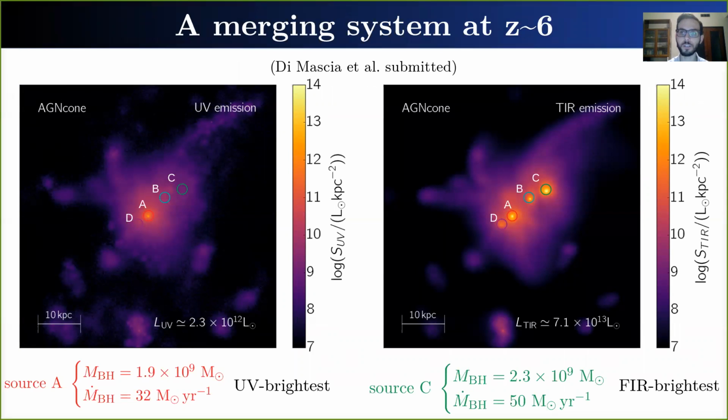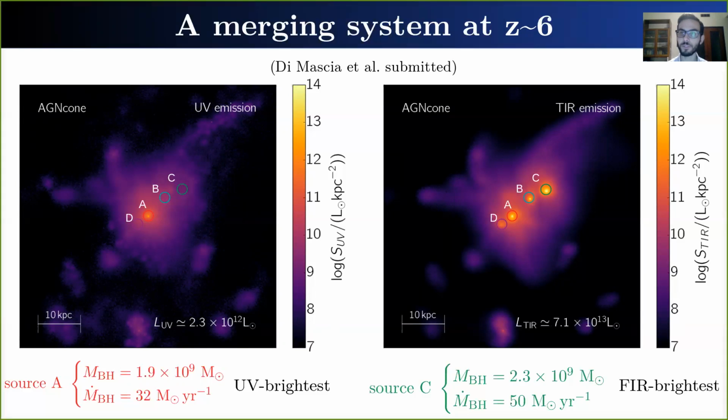On the left, you can see the UV emission for AGN-cone, and on the right, the infrared emission. We can see 4 bright sources in the infrared labeled with letters A, B, C, and D. 3 of these sources, A, B, and C, are galaxies that host a black hole at their center that is accreting. But we see that only one of them is visible in the UV, which is source A.